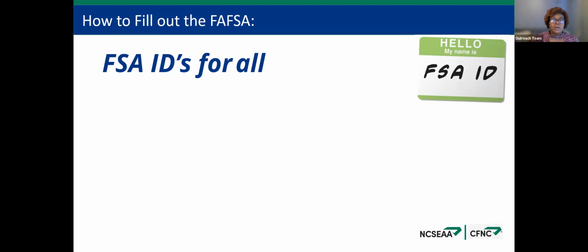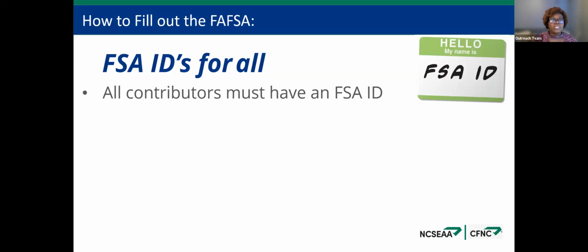So the first thing to know, or the second thing, I guess, to know about submitting a FAFSA is that your key to accessing the FAFSA is creating a federal student aid ID, also known as an FSA ID. So everyone who is inputting information on the FAFSA, whether it's a student or a parent, has to have an FSA ID. And each person has to have a unique email address to create an FSA ID. One email address per FSA ID, so no doubling up.